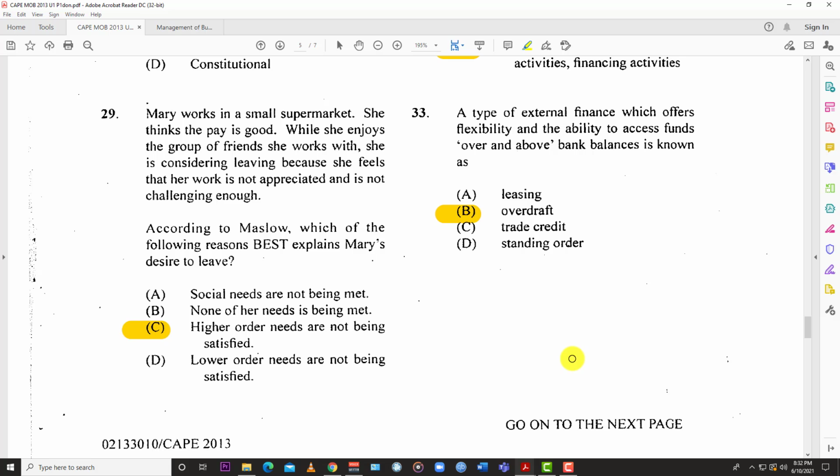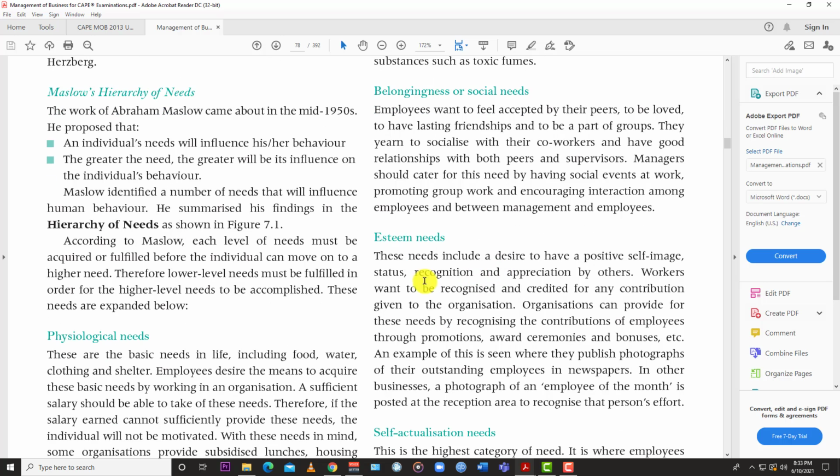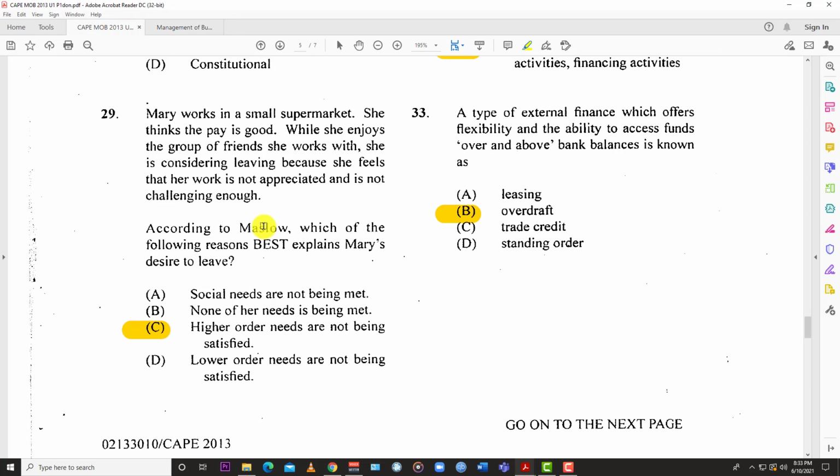And so if we go to Maslow's hierarchy, we'll see what we're talking about. So if you look at the hierarchy here, psychological is being met because she's getting paid good. Safety, she's comfortable where she is, she ain't complaining about that. Belongingness, of course, she gets along well with her co-workers, so it's there. Esteem now. Esteem is not being met because what is esteem needs? This need includes a desire to have a positive self-image, status, recognition, and appreciation by others. And clearly she said she doesn't feel appreciated, so that's the higher one is not being met.